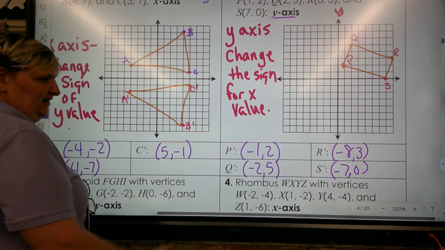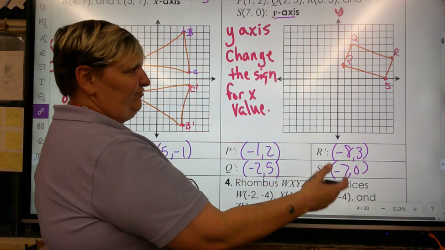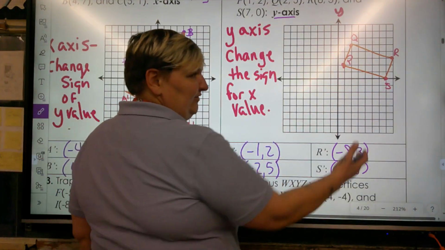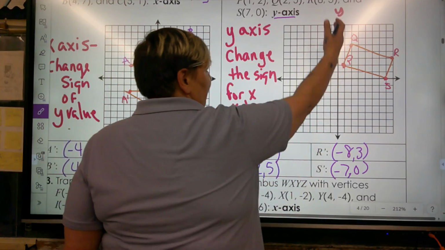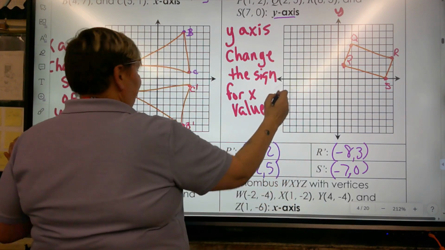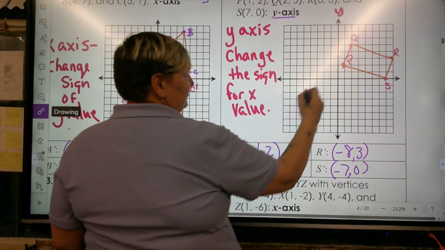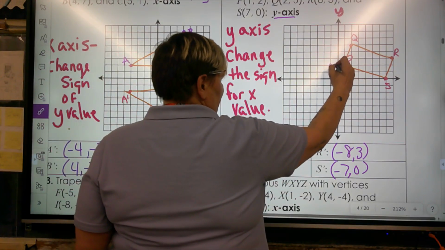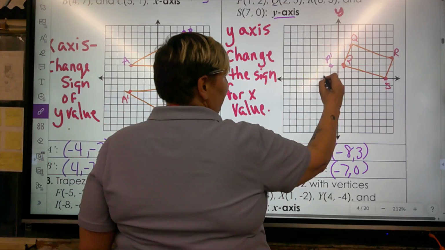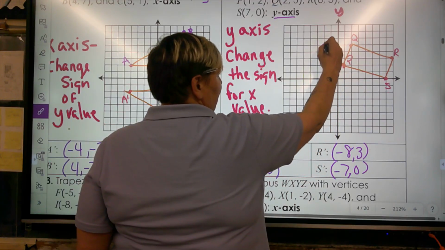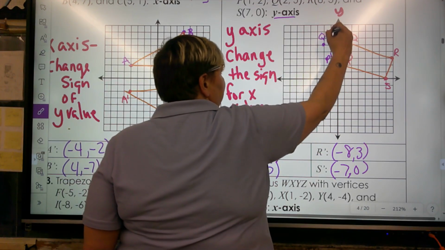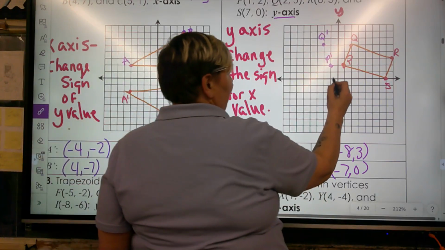All right, now let's plot the image and see if it looks like it reflected over the y-axis, which is what it was supposed to do. If it ends up down here, then we did something wrong. Right? But if it reflects over the y-axis, it should end up over here somewhere. Right? So let's see if we did it right. Negative 1, 2 is P prime. Q prime is negative 2, 5. R prime, negative 8, 3.